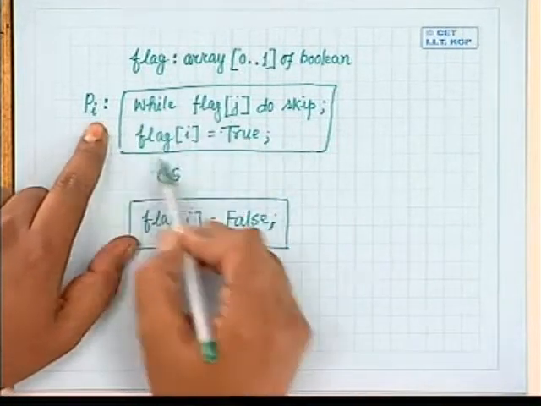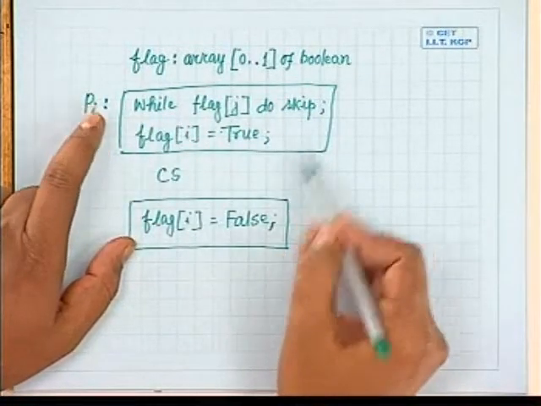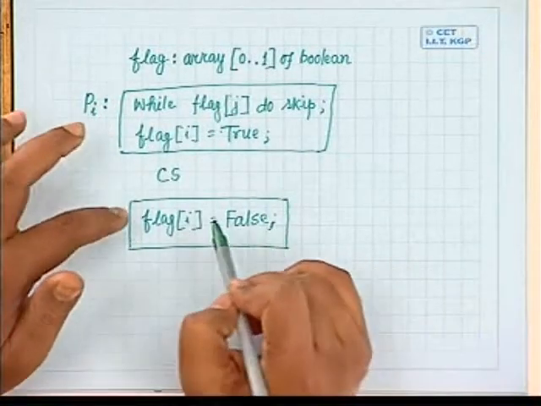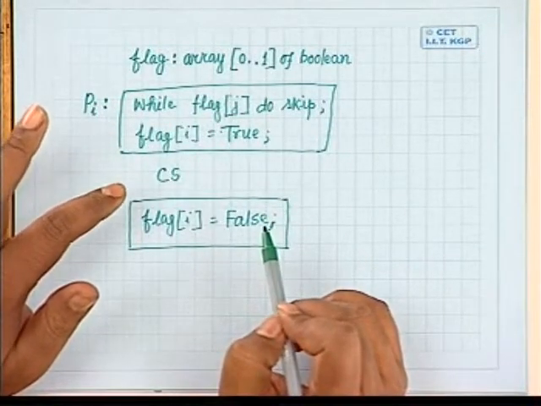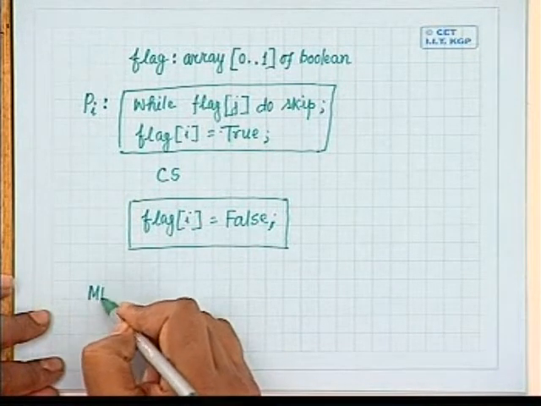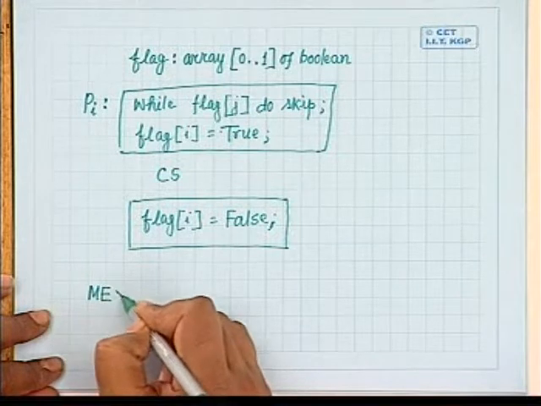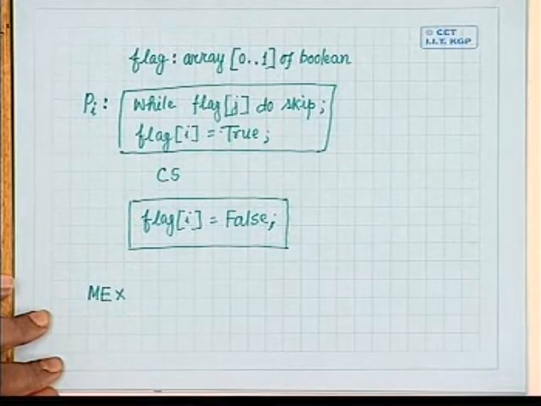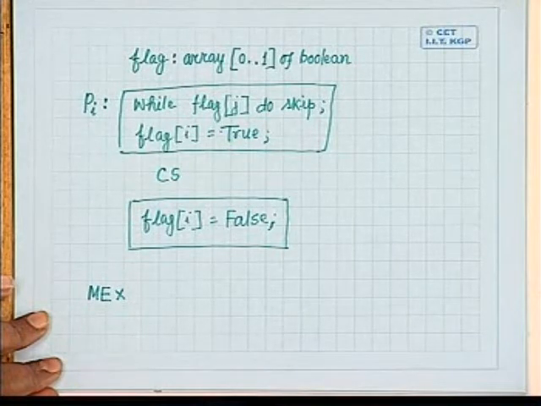So we find that even with this simple mechanism, both the processes can enter the critical section. That means the first requirement of the critical section solution, mutual exclusion, is not guaranteed by this. So even this cannot be a desired solution.